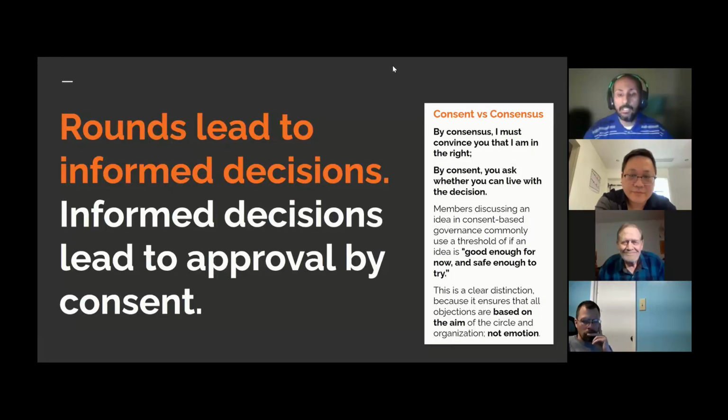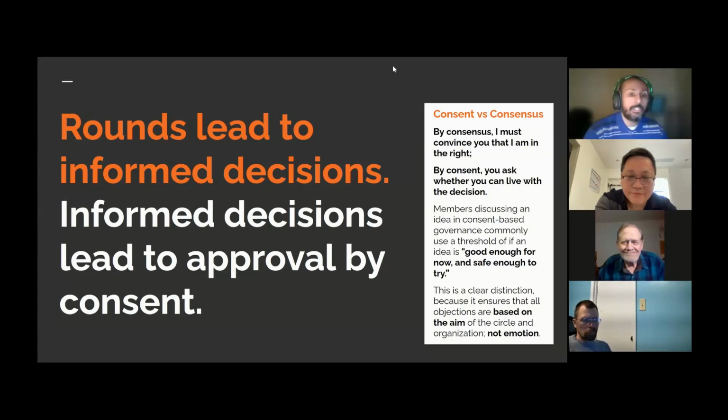Members discussing an idea in consent-based governance commonly use the threshold of whether the idea is good enough to try and safe enough to try: good enough for now and safe enough to try. This is a clear distinction because it ensures that all objections are based on the aim of the circle and not organizations, not emotion. Rounds are essential.